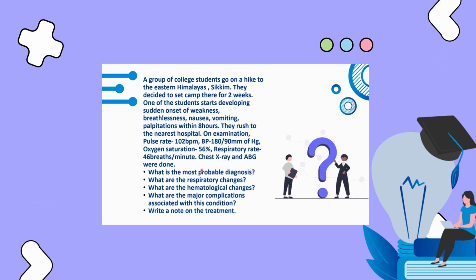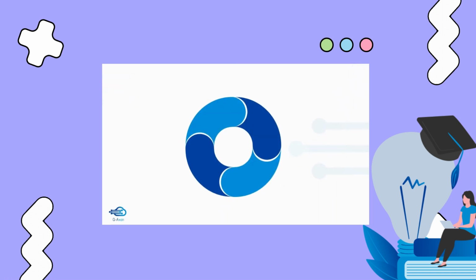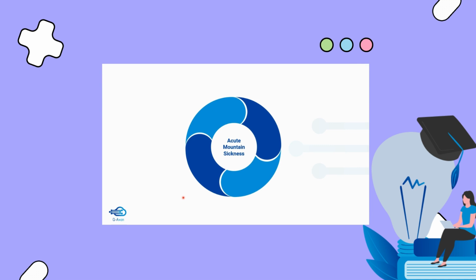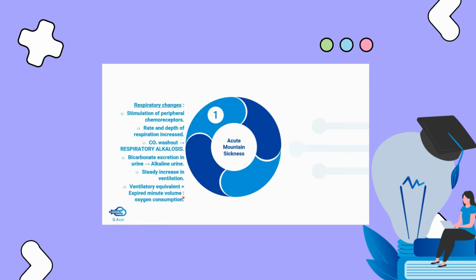So, with this, let us see what are the respiratory changes, hematological changes, major complications associated with this condition, and what is the treatment of this condition. So yes, the diagnosis is acute mountain sickness. And what are the respiratory changes which occur in acute mountain sickness?